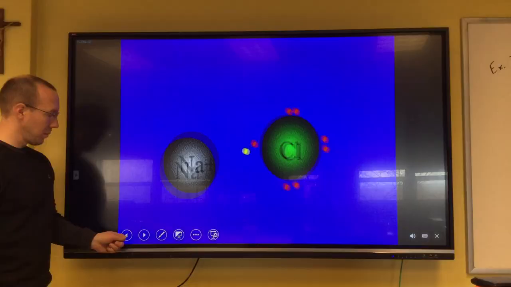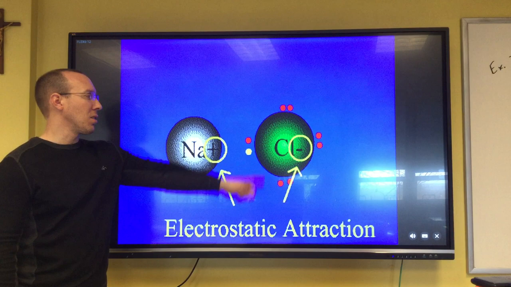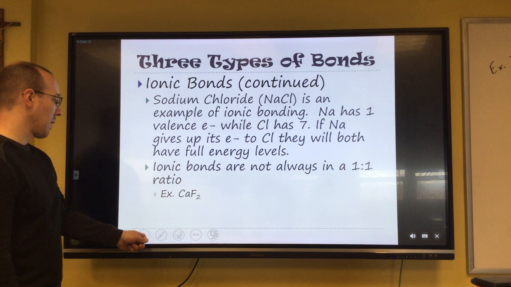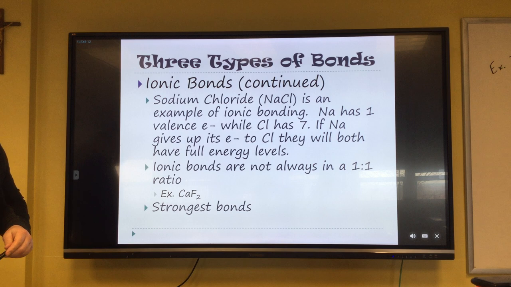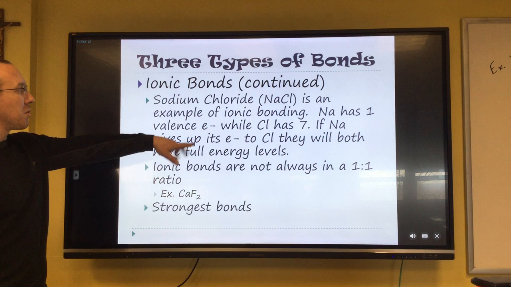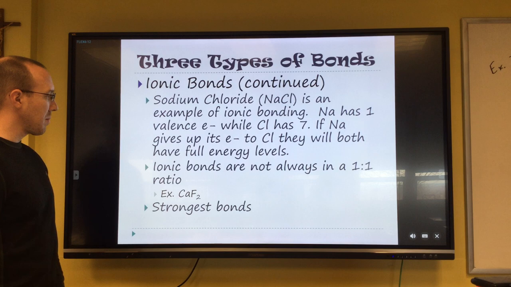So here's the description: the sodium is giving up its electron, so it becomes a positive one, and the chlorine becomes a one minus, or a negative one. These are a couple of the examples that I'm going to do. First, I'm going to do sodium chloride, and then either calcium fluoride or magnesium fluoride, but it's the same idea. Magnesium is right under calcium.